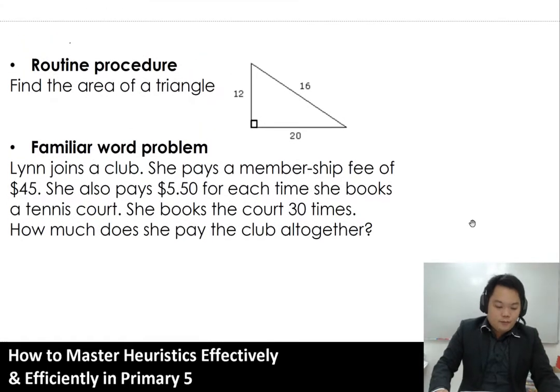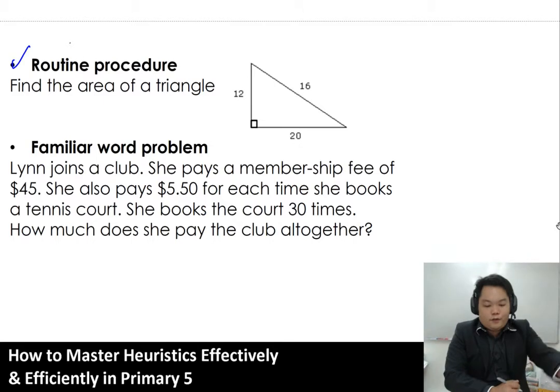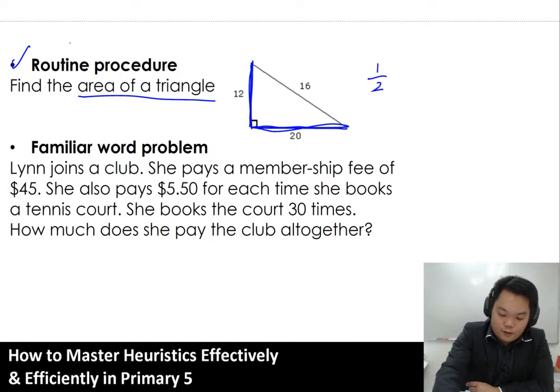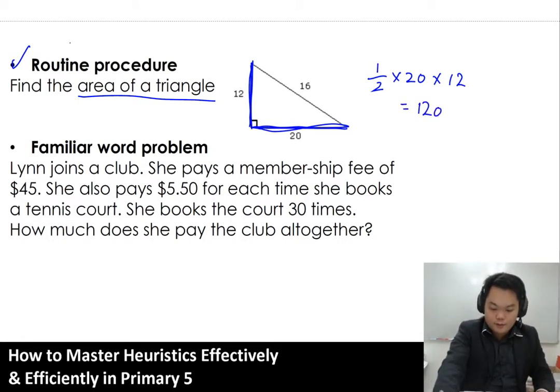Then routine procedures as well. Find the area of a triangle. So now that you see this triangle, you know that it has a height of 12 and a base of 20. It can just be found by taking half times base times height. That gives you 120.